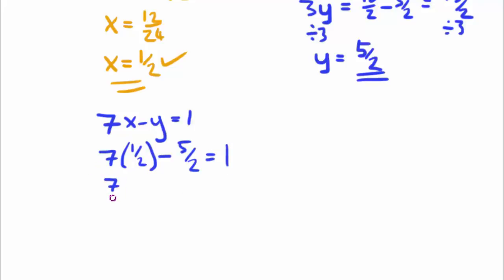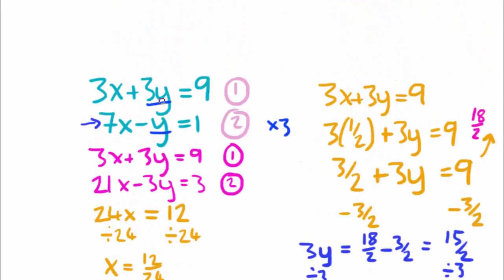So that's 7 over 2 minus 5 over 2 equals 1. 7 over 2 minus 5 over 2 is 2 over 2 equals 1, and that does. So 2 divided by 2 is 1. Right, so that's you proving for that equation that x is a half and y is 5 over 2. Obviously you'd want to also do it for this equation. So if you put x is equal to a half and y is equal to 5 over 2, that should equal 9.